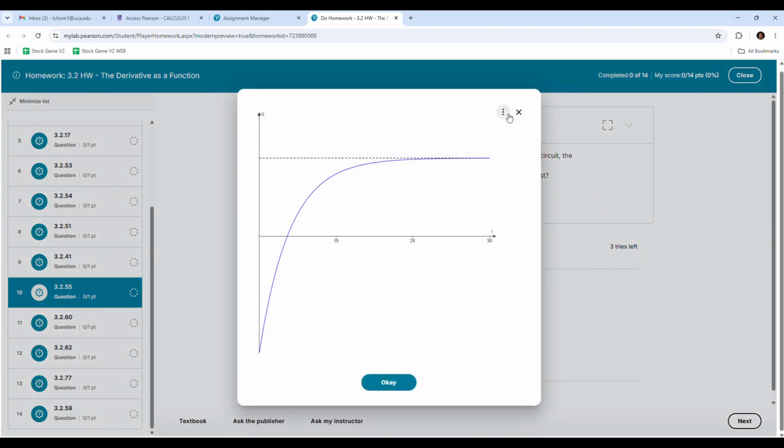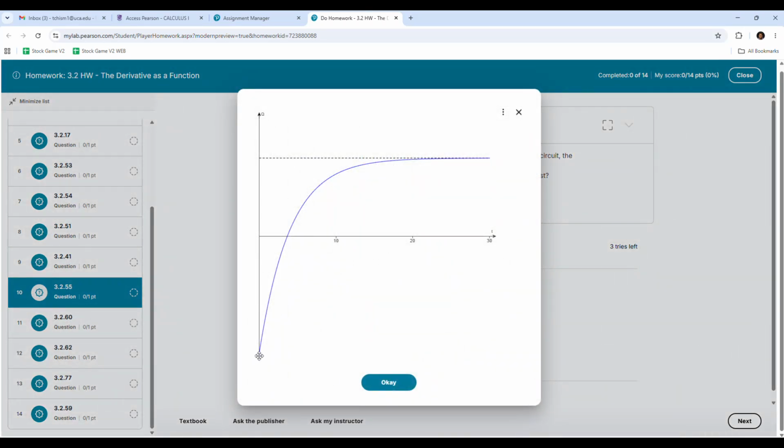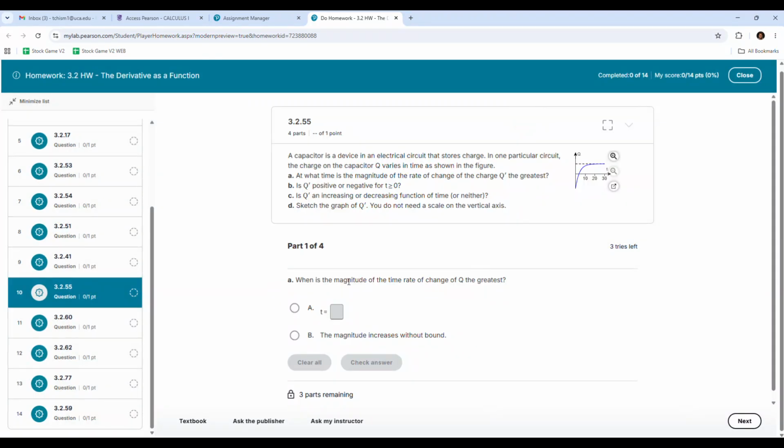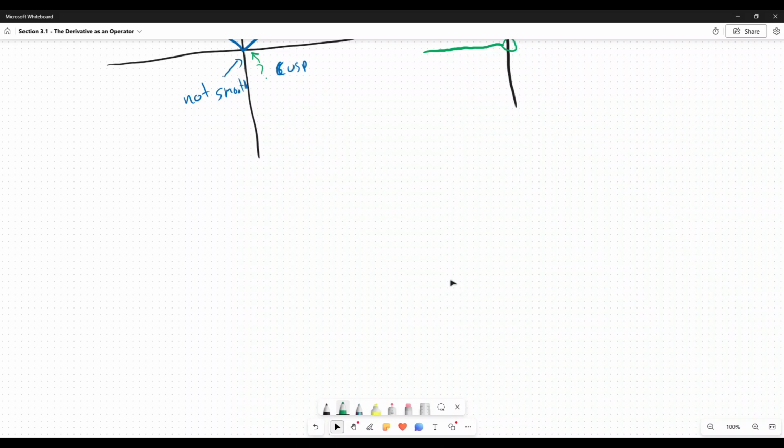So what do we know about this measurement Q of capacitance? We can see that it starts very, very small. It shoots up, and then it levels out at some positive number. So the question is, when is the magnitude of the time rate of change of Q the greatest? Well, this is a graph of Q, and we're going to transfer that down to our whiteboard. So as a reminder, what does Q look like as a function?